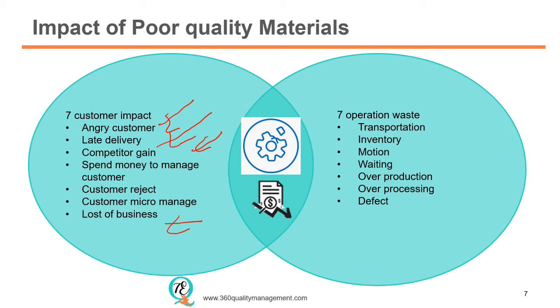This will also impact operational waste, such as transportation of poor quality material. You have inventories of materials which cannot be used, eating up your space. There is the motion of working with those materials, and waiting for materials to come for another replacement of a new batch. Overproduction, where you will produce more in order to compensate for those potentially poor quality materials. And then overprocessing, where you will need to screen and rework those materials. And finally, there are also defects.